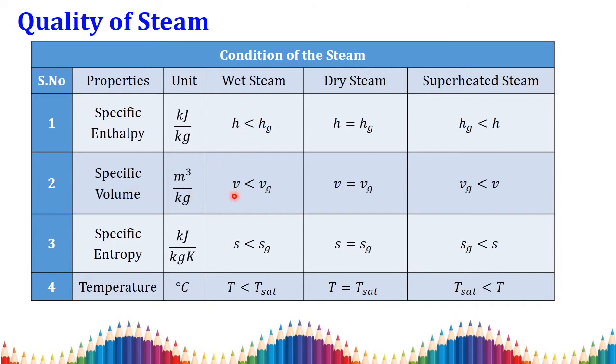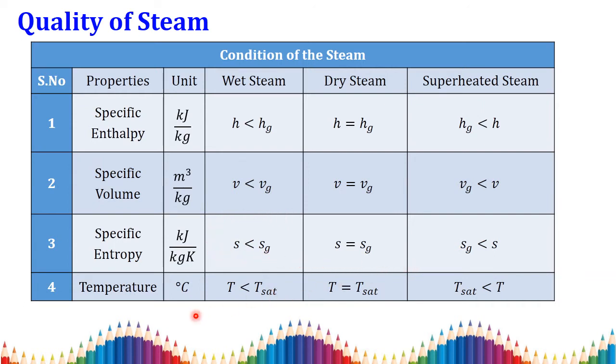This will be applicable for specific volume also. If the given specific volume is lesser than the saturated specific volume of the vapor, then it is called wet steam. When the given specific volume and the saturated specific volume of the gas are equal, it is called dry steam. When the saturated specific volume of the vapor is lesser than your given specific volume, then it is called superheated steam. The same condition applies for specific entropy also.